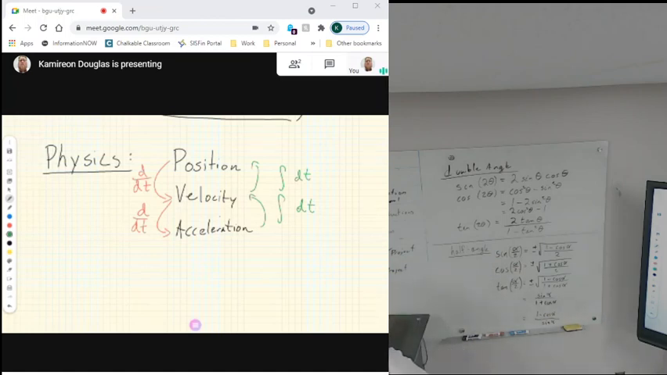So, these kinds of functions, the big thing to remember about them is how they kind of all fit together. If you understand that they're just separated by an integral or a derivative, then if you know one of them, you can always work around to find the others.